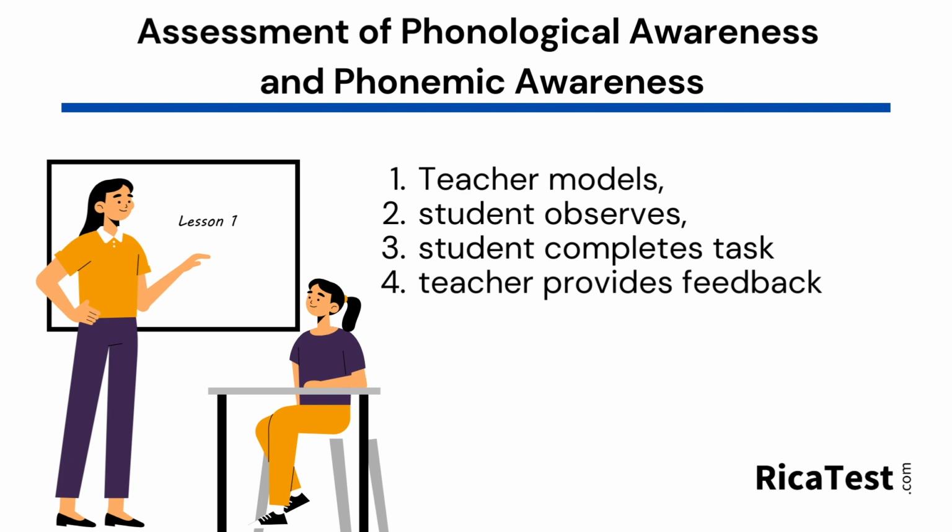So you're going to want to keep this model in mind as this has a 1, 2, 3, 4 cycle. Teacher models, student observes, student completes the task individually, and that's when the teacher uses this individual task to assess the understanding for the standard being taught, where then the teacher will provide feedback. And this cycle will be used again and again in this RICA test course, and this is what you're going to want to use for your RICA test.